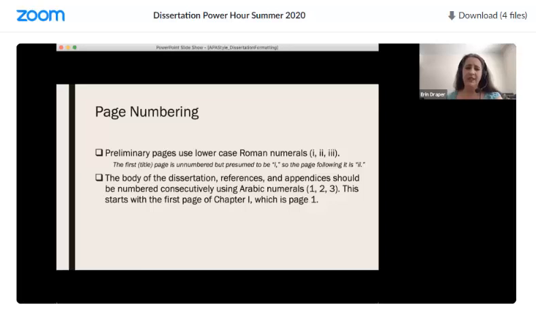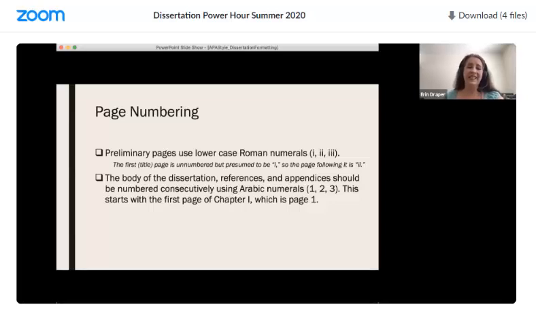So the body of the dissertation, starting with the first page of chapter 1 and everything that comes after it, including the references, including any appendices that you have, should be numbered using Arabic numerals, the 1, 2, 3 we're used to. The first page of chapter 1 will be page 1. So you might have 9 preliminary pages, so your final preliminary page is ix. The following page is the first page of chapter 1, and it goes back to 1. It's not page 10, it's page 1. And Word will help you make that happen as well.